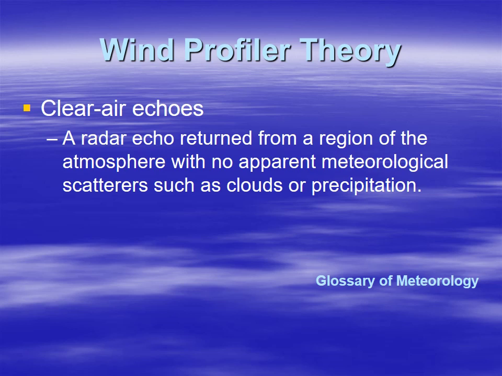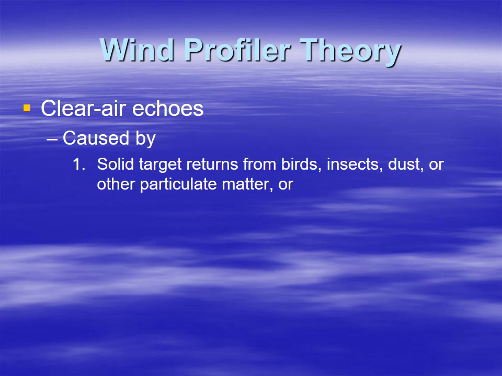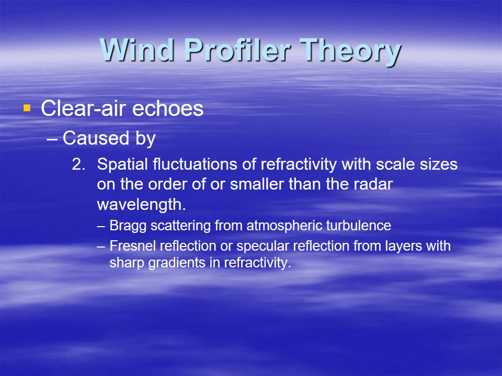And that radar energy is coming back off of these little discontinuities in the atmosphere. So the clear air echoes are caused by either solid targets, things that you may not necessarily see, like particulate matter, dust in the atmosphere, birds or insects. But what wind profilers really are looking at, and what they're keying on, is spatial fluctuations of the refractivity that are on the order of radar wavelengths or smaller. Smaller than the specific radar wavelength, then you'll get a return.